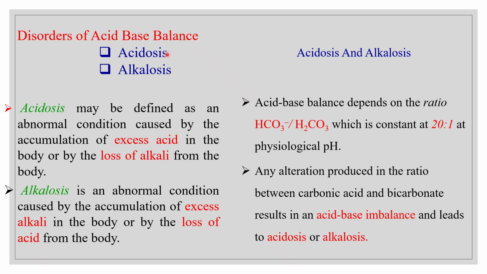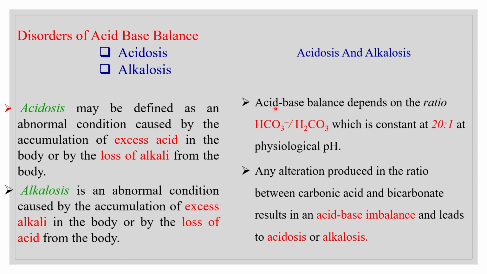So the disorders of acid-base balance are acidosis and alkalosis. What are alkalosis and acidosis? Acidosis may be defined as an abnormal condition caused by the accumulation of excess acids in the body or by the loss of alkali from the body. Both sound the same. That condition is known as acidosis. In alkalosis, what happens? There is an accumulation of excess alkali in the body or loss of acids from the body.